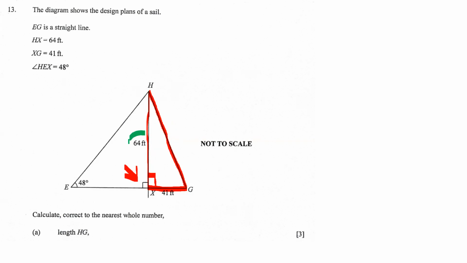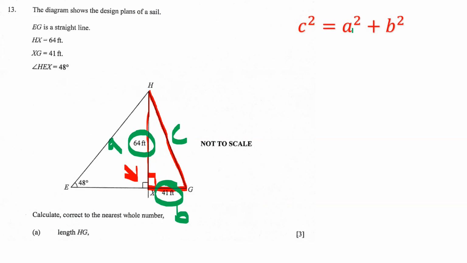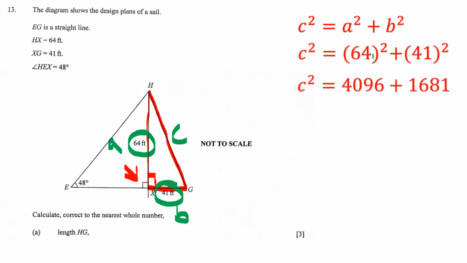We already know what this side is, and we already know what this side is. This side is 64 feet. This side is 41 feet. We're going to call this one A, this one B, and this one C. Based on Pythagoras theorem, C squared equals A squared plus B squared. A is 64 feet, so we have 64 squared plus 41 squared.